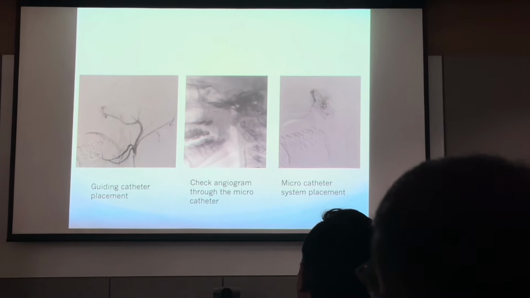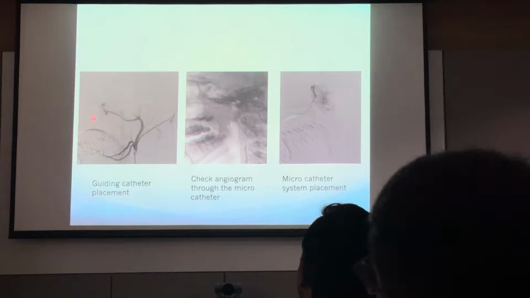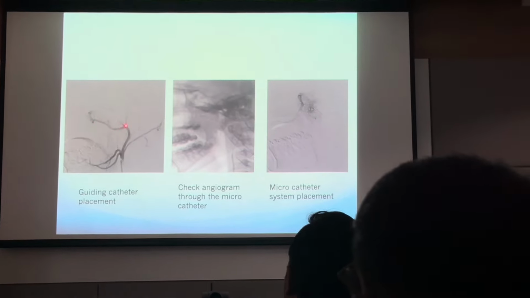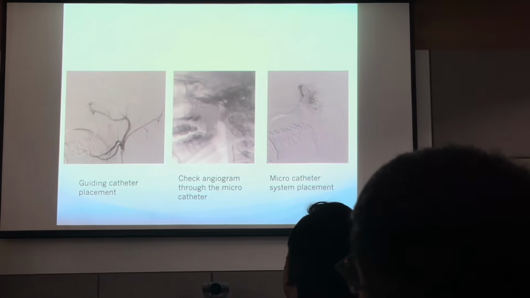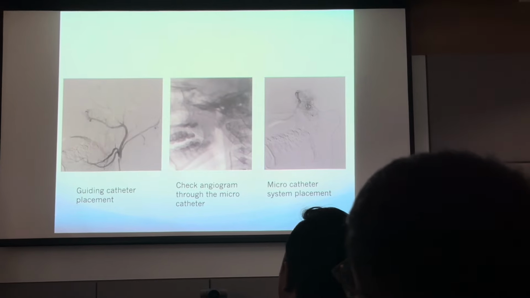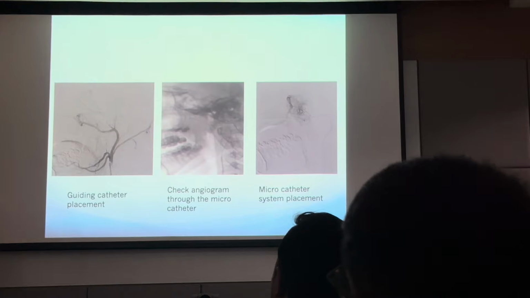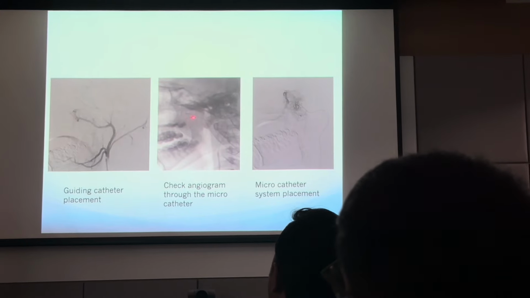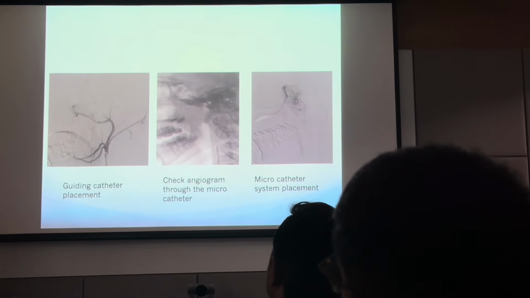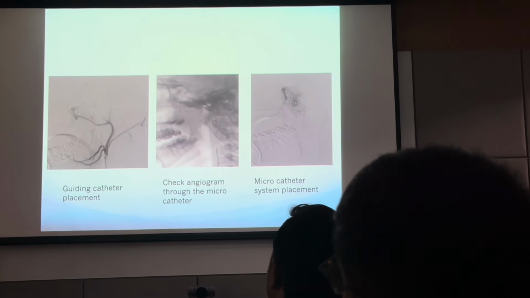So there is almost no chance that your embolic material will come all the way back down and then go into the ICA. So almost no possibility of stroke when you are embolizing this. Then again, after putting the microcatheter here, this is a contrast we are injecting just to confirm that we are in the tumor bed.